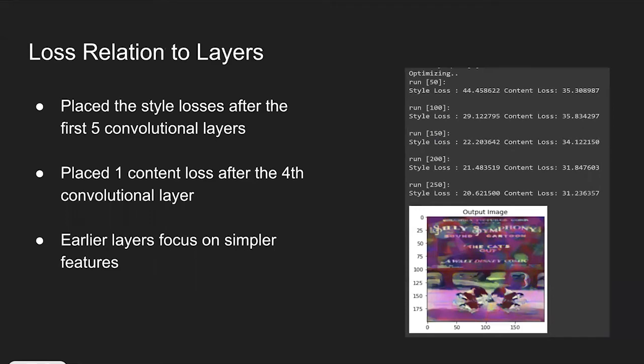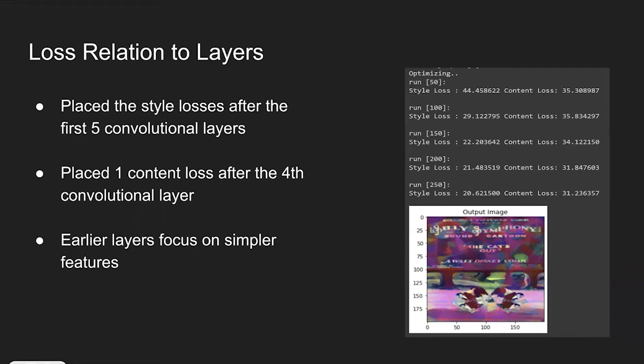Cool. So now we'll get into the placement of our loss functions in relation to our convolutional layers. The first thing that we did was we placed our style losses up to the very first 5 convolutional layers in the VGG19 model. And we placed our 1 content loss under the 4th convolutional layer in our model.